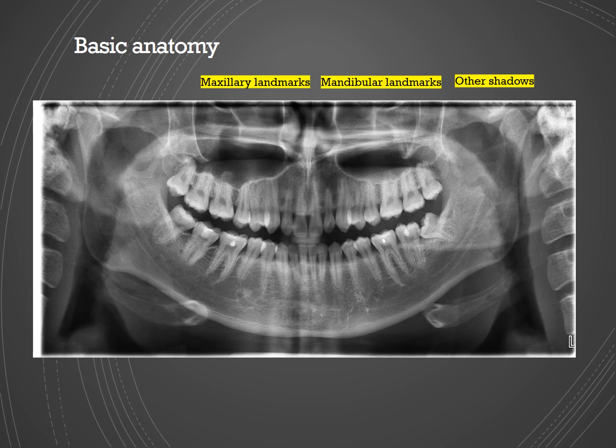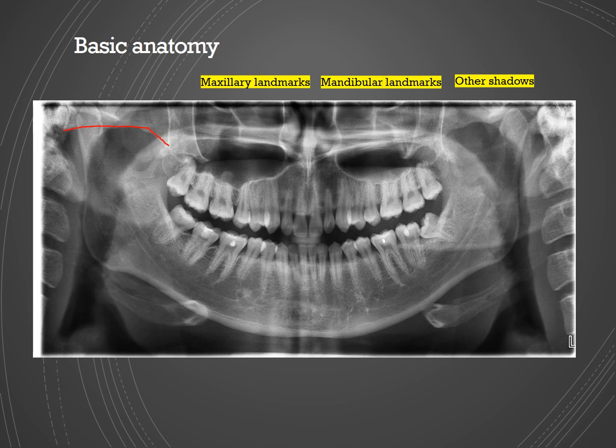So, if you were to look at the basic anatomy of panoramic images, there are mandibular landmarks, maxillary landmarks, and a lot of other shadows. So, it's important to understand that you already have a basic knowledge of anatomy and then we build on that knowledge. So, I will just pen out a few of the most important areas of the landmarks, starting from the corner which I had mentioned. So we'll start off with maxillary landmarks.